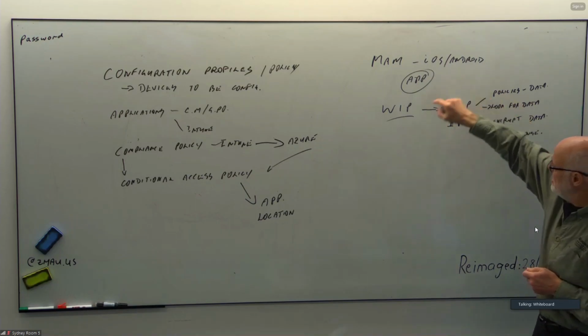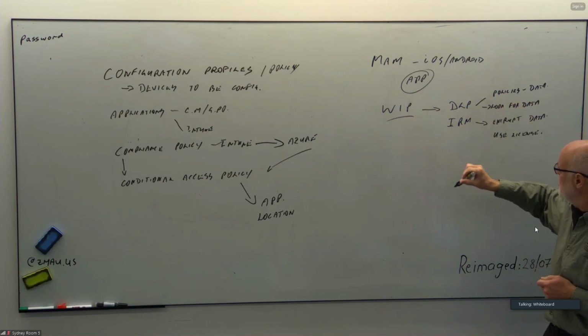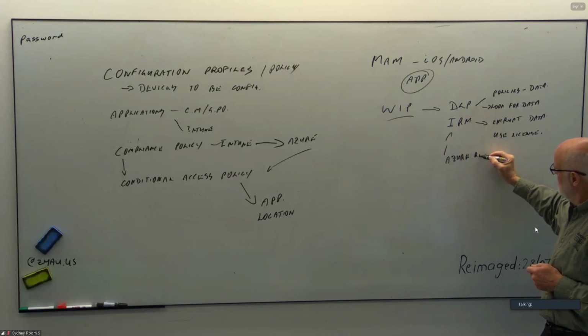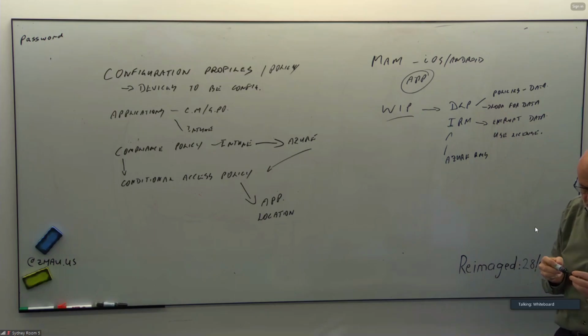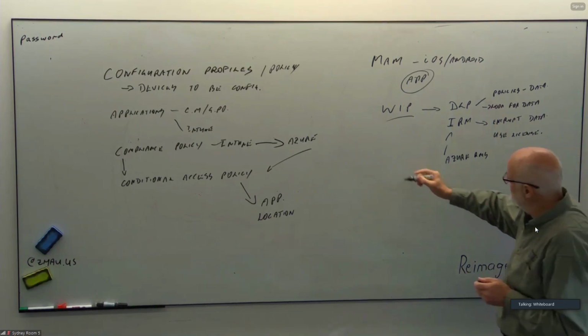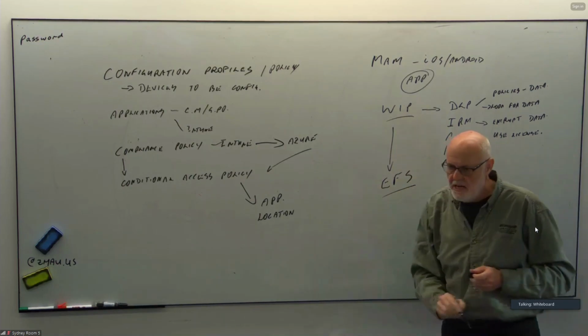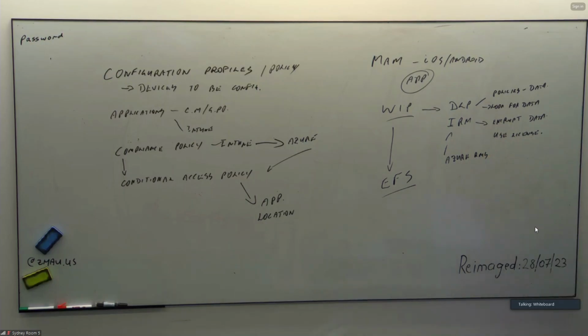So we use these things in our Windows information protection, remembering if I've got an Azure RMS license, which is basically Microsoft's information rights management solution, we can use that with our WIP. But regardless, WIP always encrypts things on the device using EFS. And we did a bit of a whiteboard session yesterday on EFS to explain how that worked, our encrypting file system.